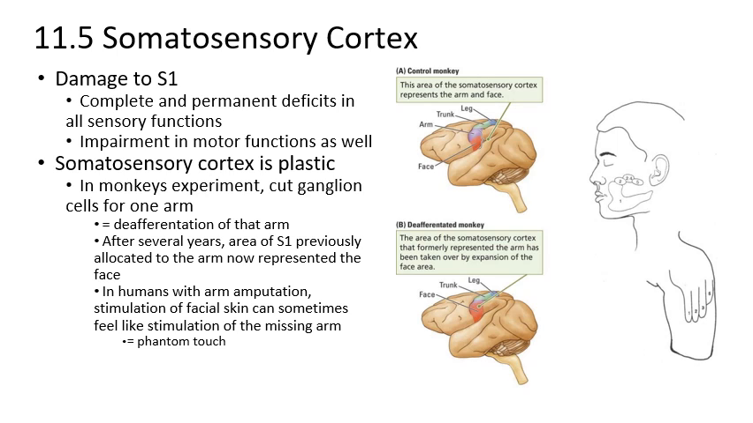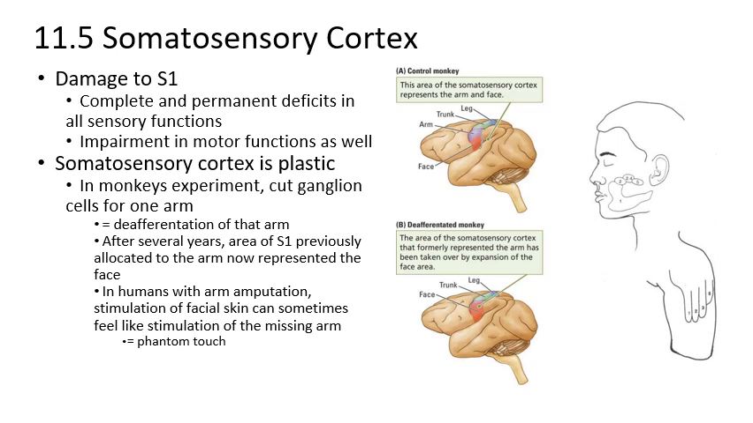In this monkey experiment that was described in your book, researchers cut the ganglion cells for one arm, which created deafferentation of that arm, meaning there was no sensory input coming to the cortex from that arm. After several years, the area of S1 that was previously allocated to the arm now represented the face. So it was a demonstration of the plasticity of the cortex: the area was no longer needed for the arm, so the face took over, and there's a larger part of the somatosensory cortex that codes for the face.